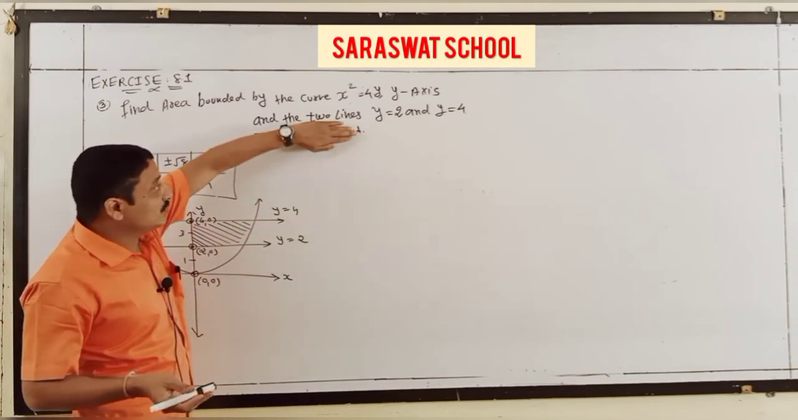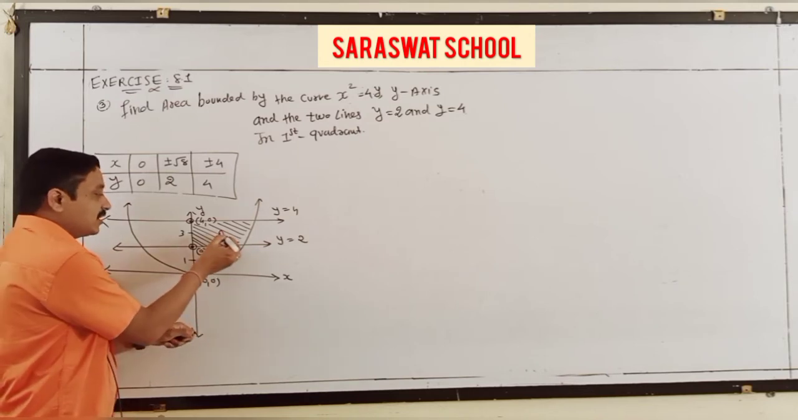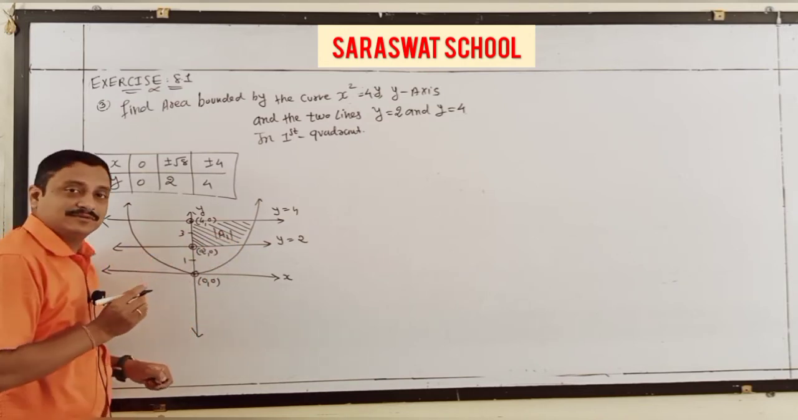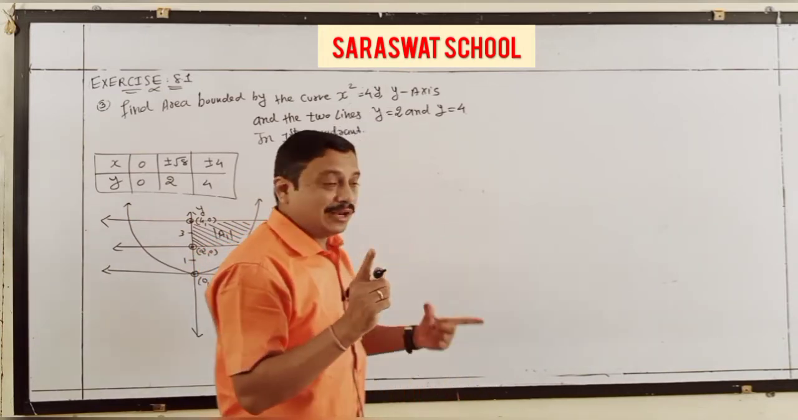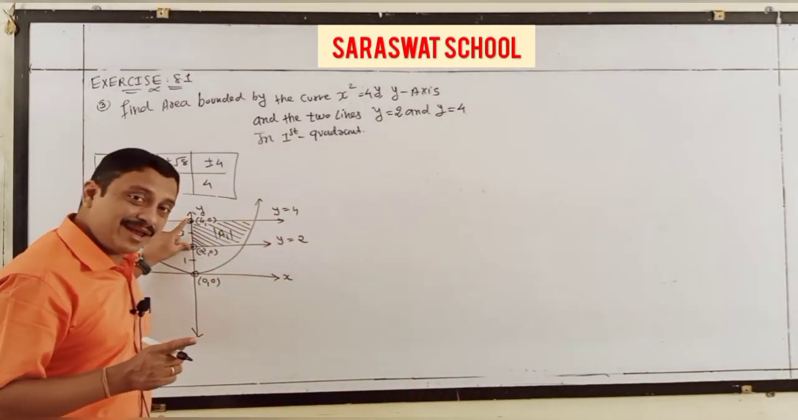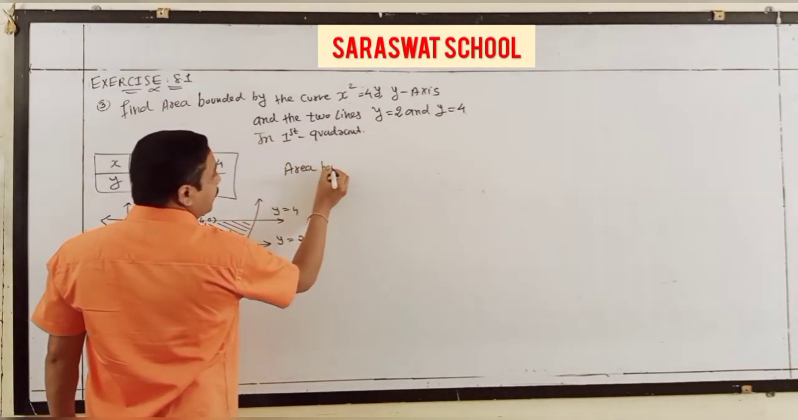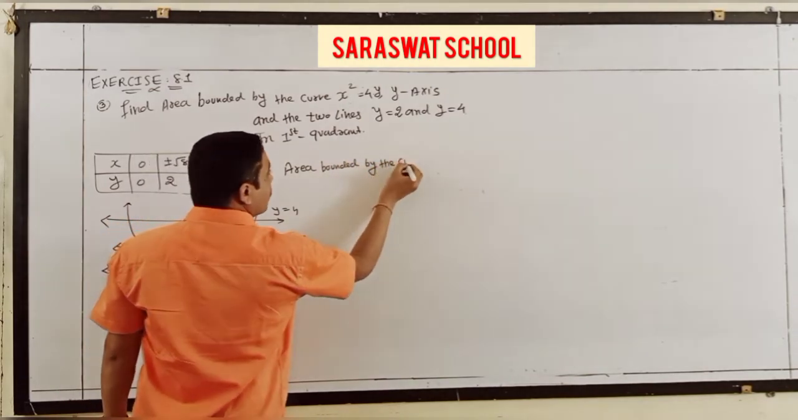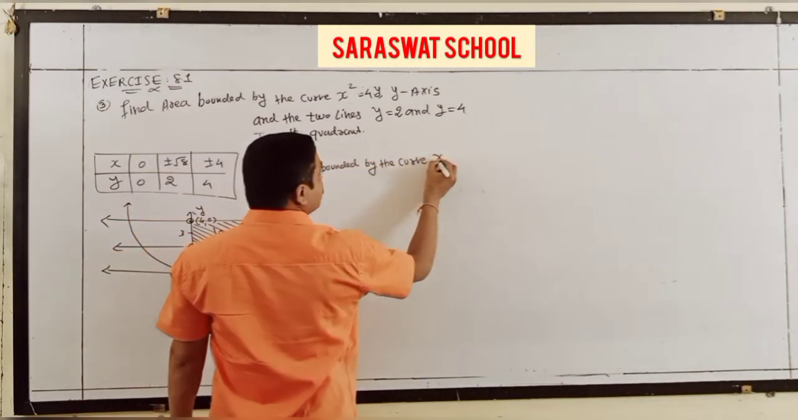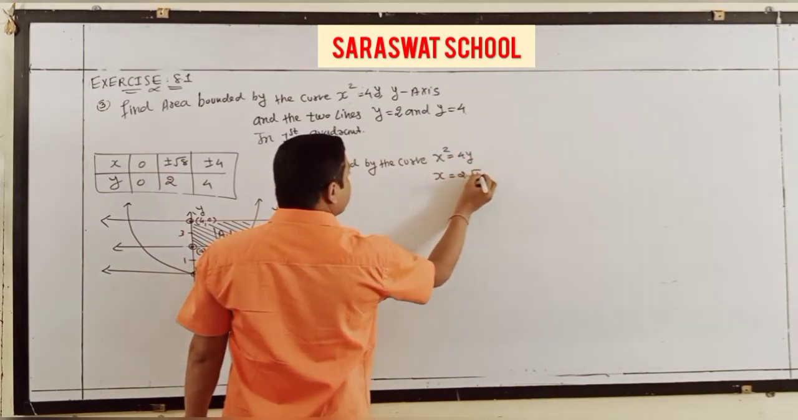If the first quadrant is not given, you would check this area and then double it. But here it is only asking about the first quadrant. So I am only taking the y-axis with dy from 2 to 4. So the area bounded by the curve. What is your curve? X square is equal to 4y. So x is 2 root y.